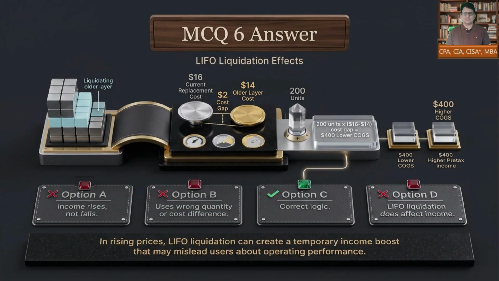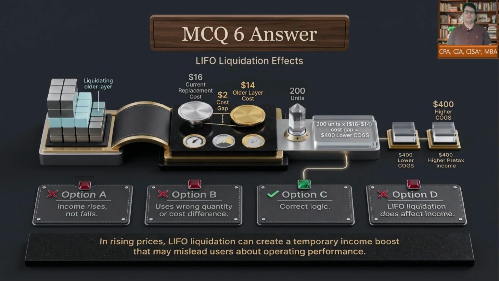The liquidated layer cost is $14 per unit, while current cost is $16 per unit. The difference is $2 per unit. 200 units multiplied by $2 gives $400. Because the older lower cost layer flows into COGS instead of the higher current cost, COGS is lower by $400 and pre-tax income is higher by $400.